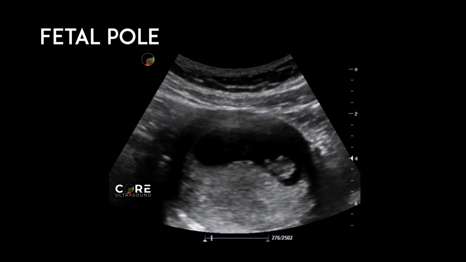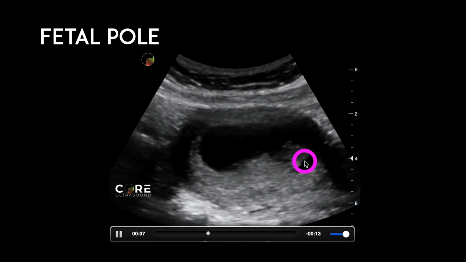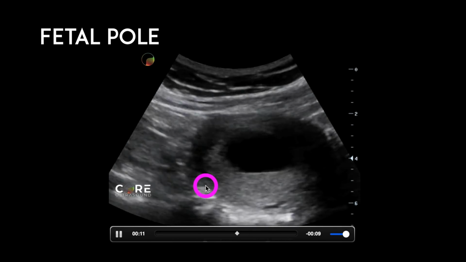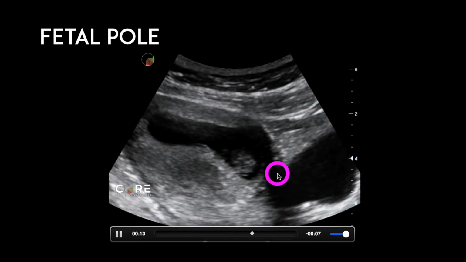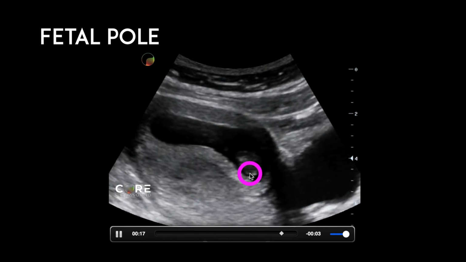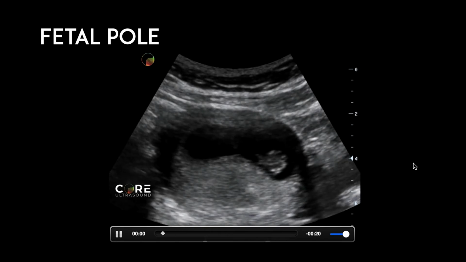Next, let's talk about the fetal pole, which we're seeing right here, just a tiny little baby. This right here is the placenta. This is the uterus right there, a little bladder over here. This is the actual fetus itself. You can see even a little flicker of a heartbeat there in the chest. That is an intrauterine pregnancy.